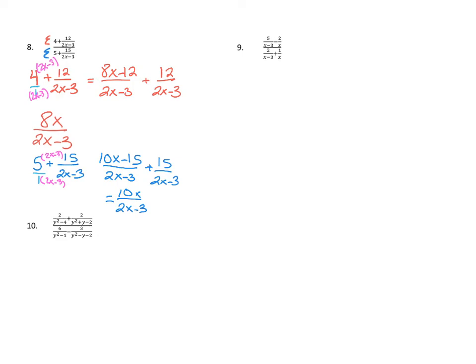So now I can take my numerator and multiply it by the reciprocal of my denominator. And when I do that, my 2x minus 3's will divide, and I will be left with 8x over 10x, which will simplify to 4/5.